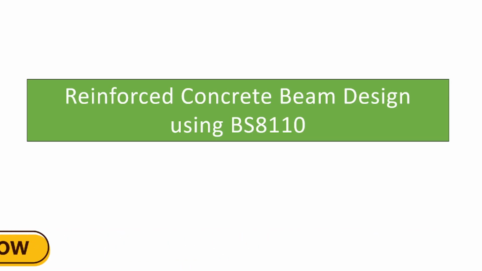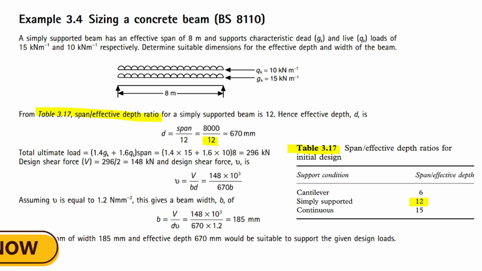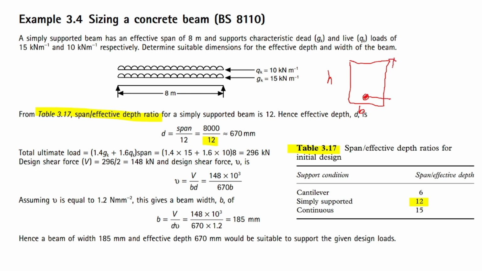Okay, I will discuss today reinforced concrete beam design using, again, the BS 8110 standard. You start with your design by sizing your beam. How will you come up with the section of your beam? For example, how will you get the h and then b here? If this will be your effective depth, you can use this approach.